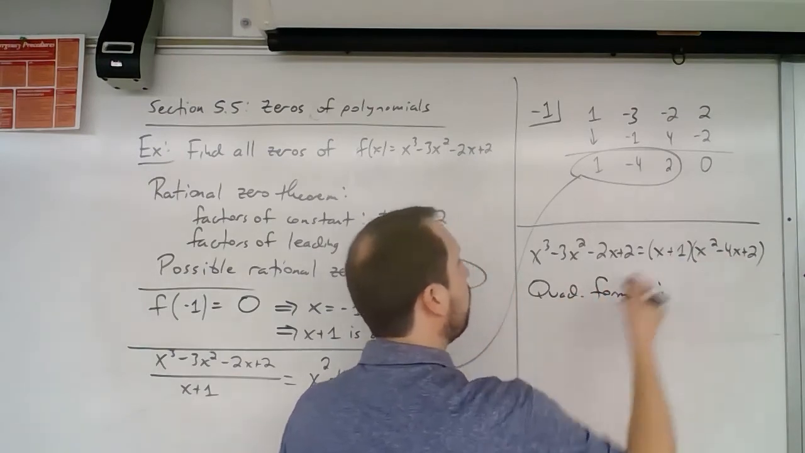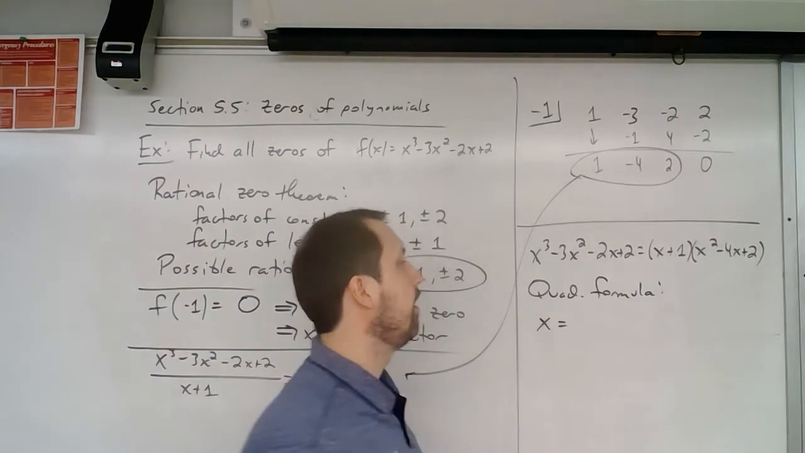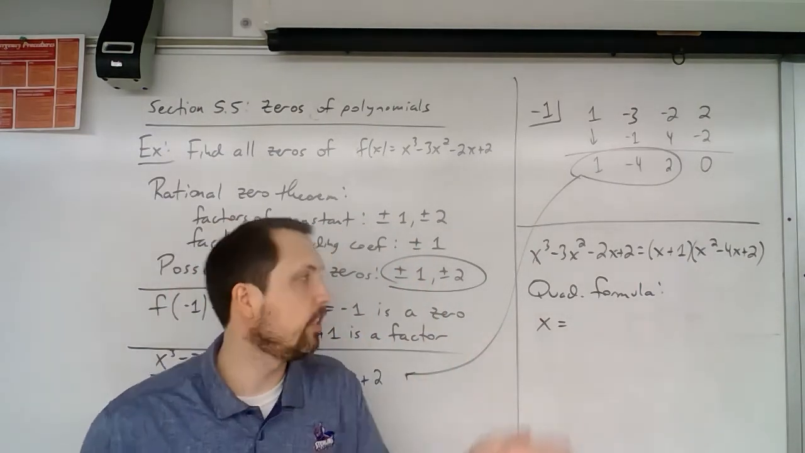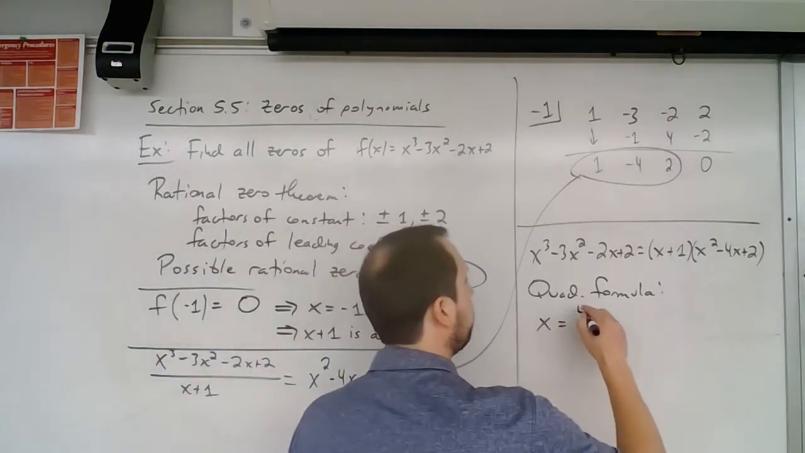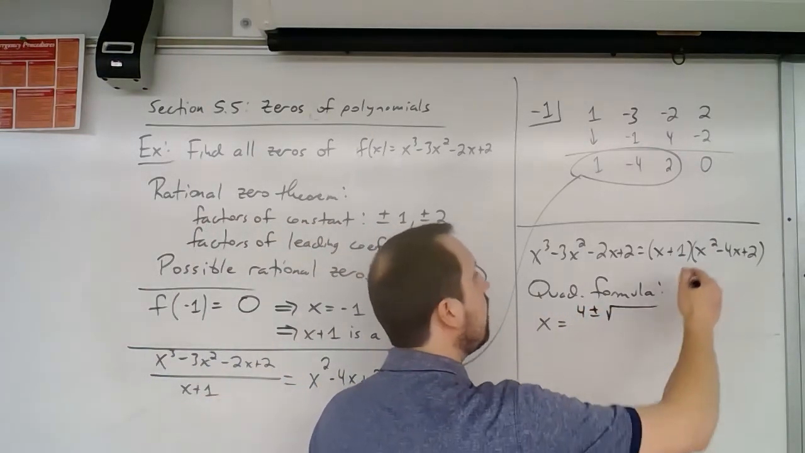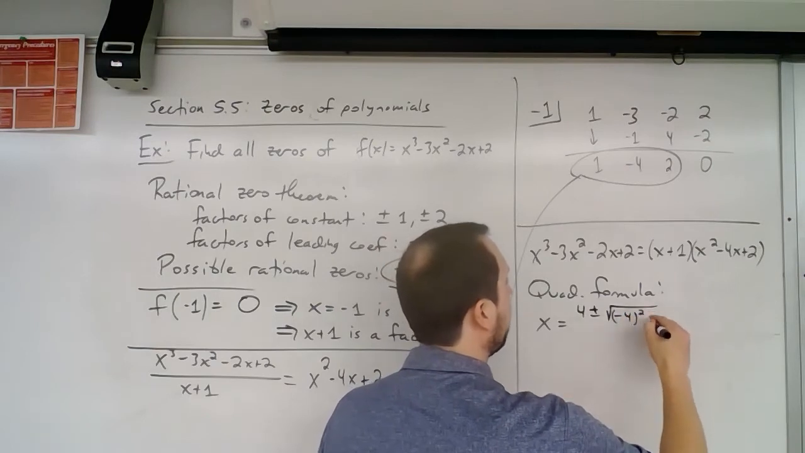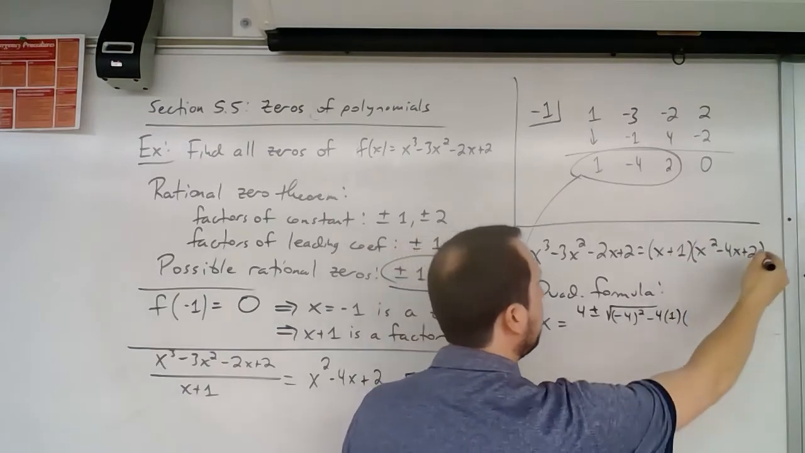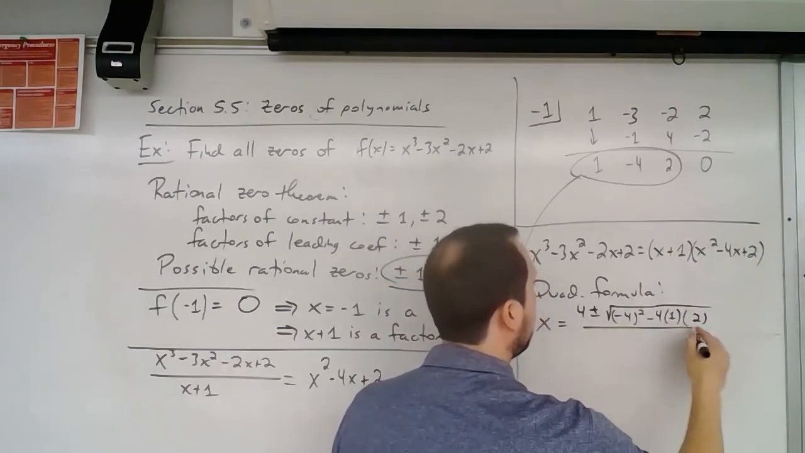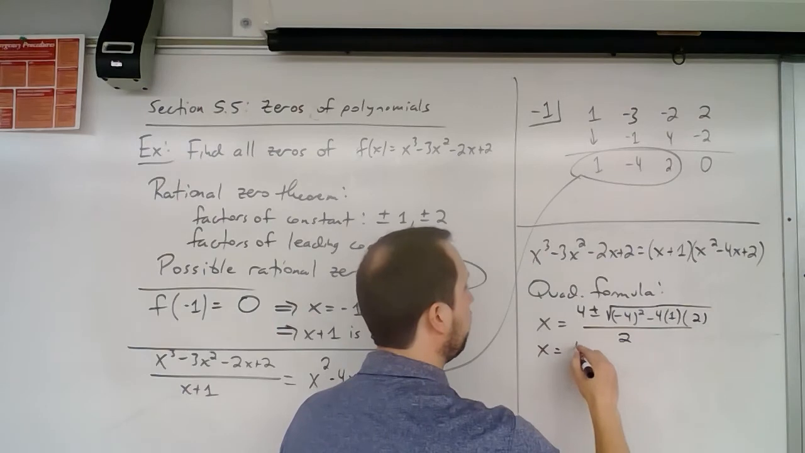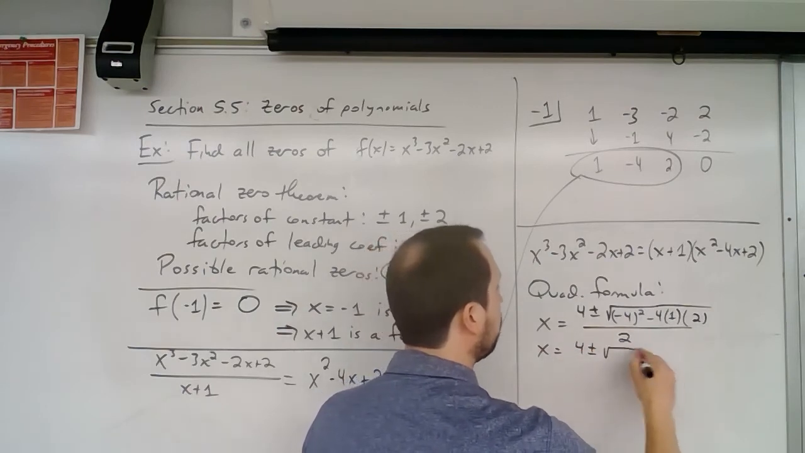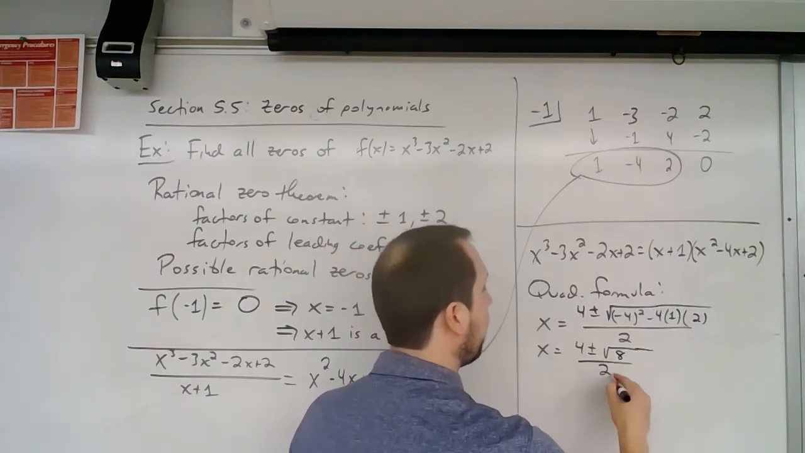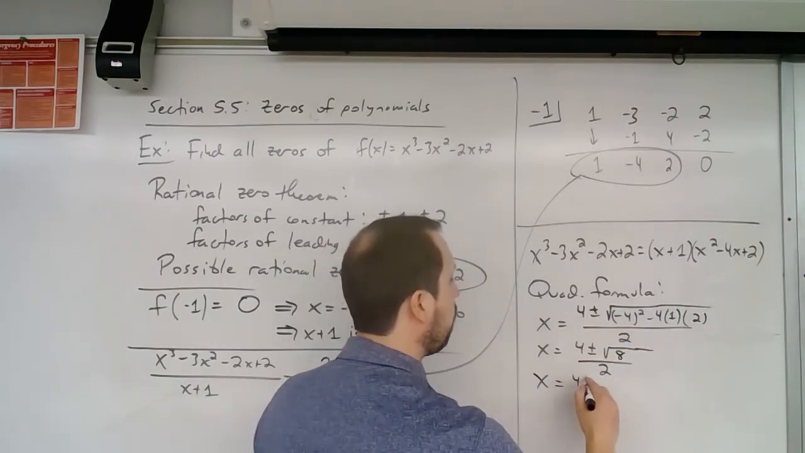The quadratic formula is negative b plus or minus the square root of b squared minus 4ac, divided by 2a. So this becomes 4 plus or minus the square root of negative 4 squared minus 4 times our coefficient of x squared times our constant term, divided by 2. So x is going to be 4 plus or minus the square root of 16 minus 8. This gives us an 8, divided by 2.